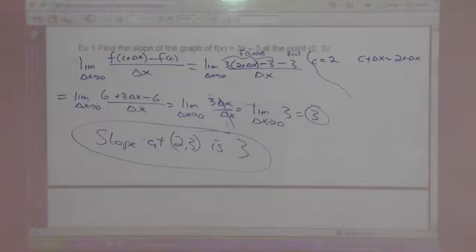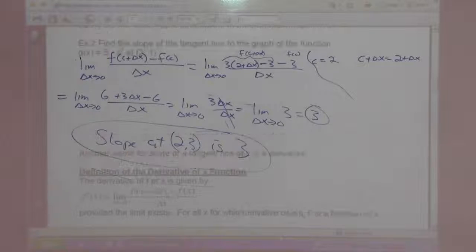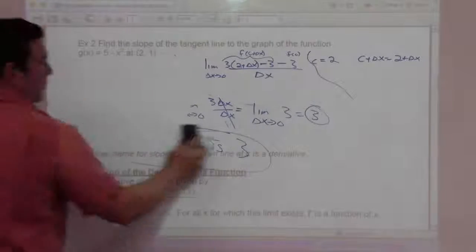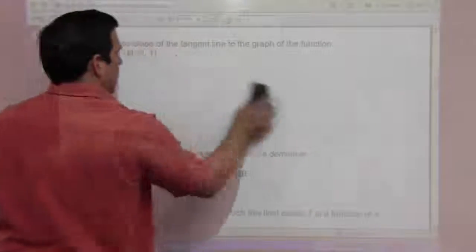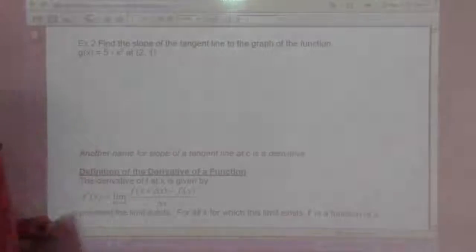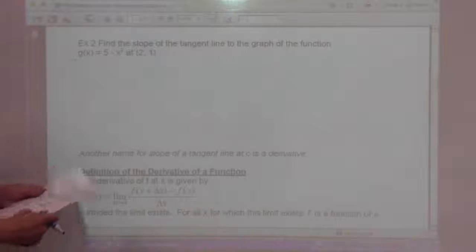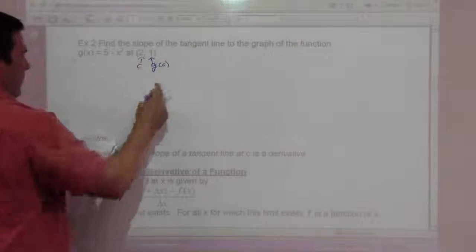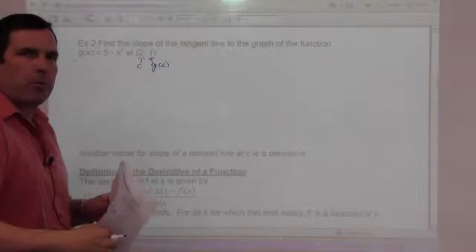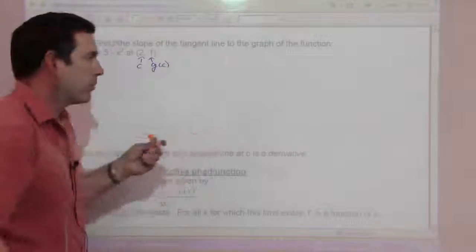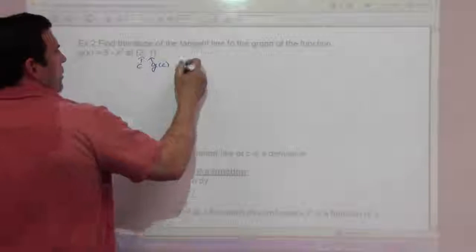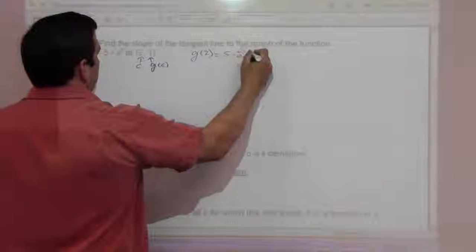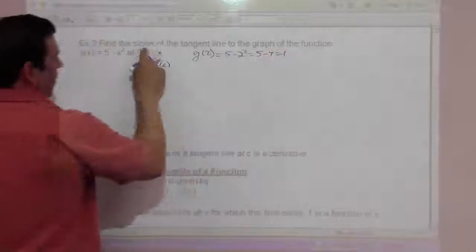Okay, I'm going to go on to the next page, so feel free to pause this. Example 2. Find the slope of the tangent line to the graph of the function g of x equals 5 minus x squared at 2, 1. So this is our c, and this is our g of c. Now, this is not as straightforward because this is a quadratic, not linear. So g of 2 is equal to 5 minus 2 squared, which is 5 minus 4, which is 1, and that's what we're getting here.